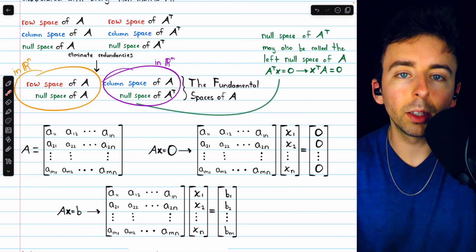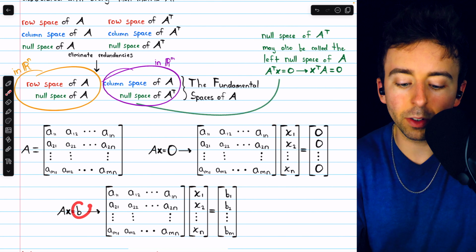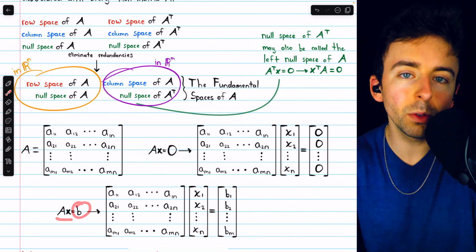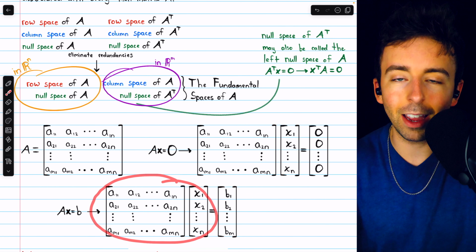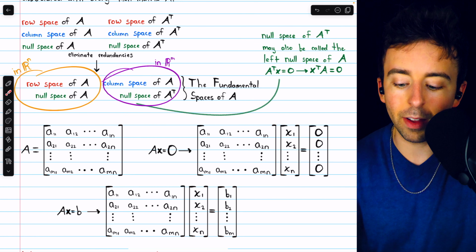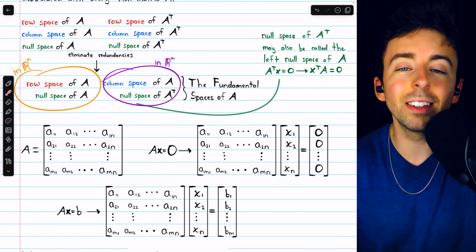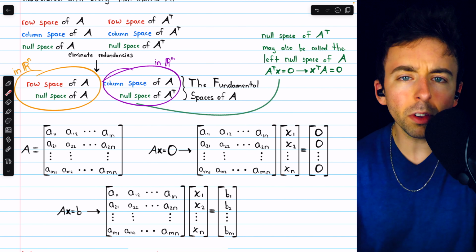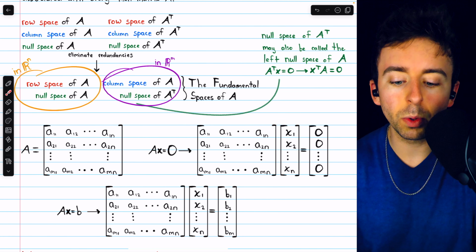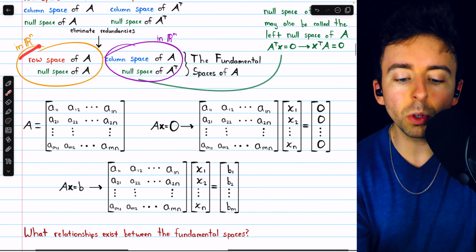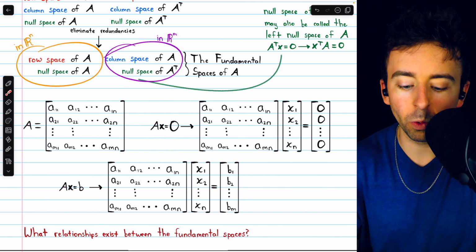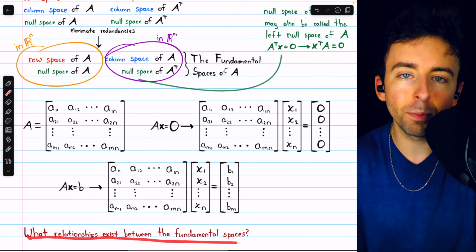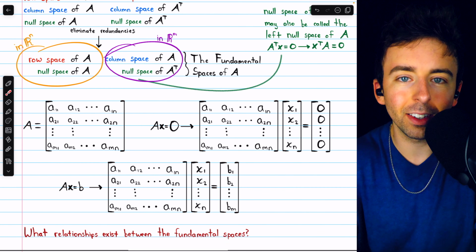Another way to view the column space is that it consists of all vectors b such that A times x equals b for some vector x, in which case we see this multiplication necessarily produces a vector with m components existing in Rm. So those are the fundamental spaces associated with an m by n matrix and the Euclidean spaces in which they lie. So now we wonder what relationships exist between these fundamental spaces.